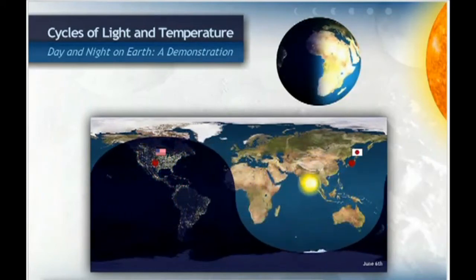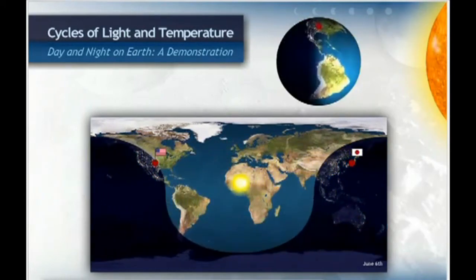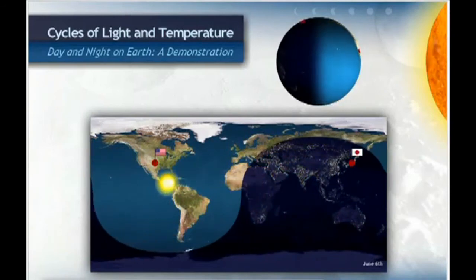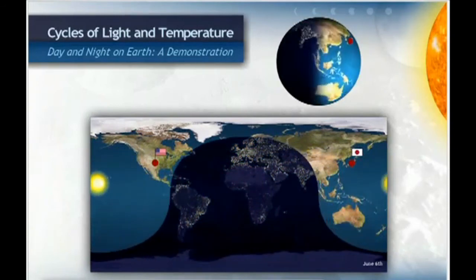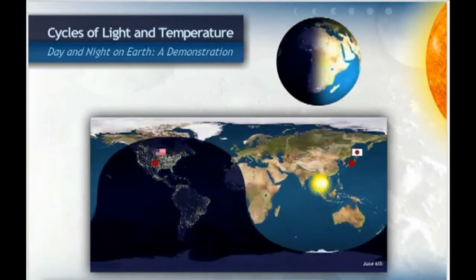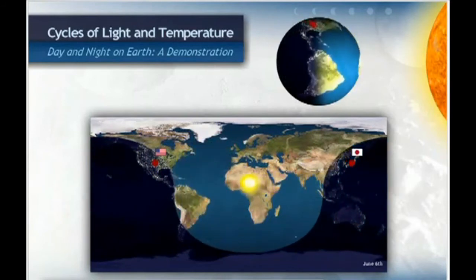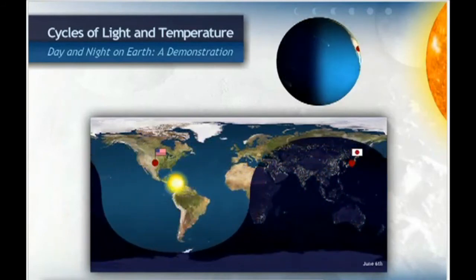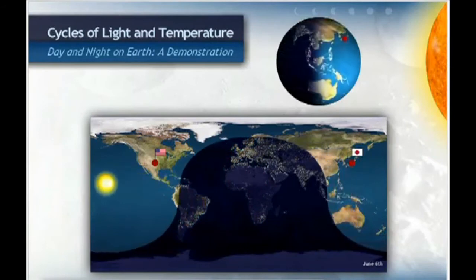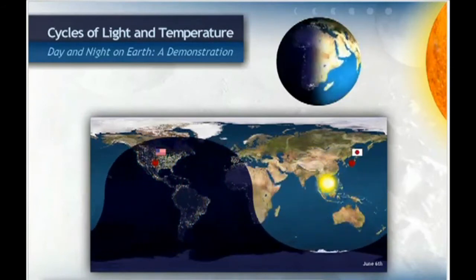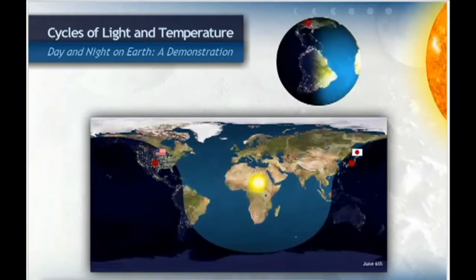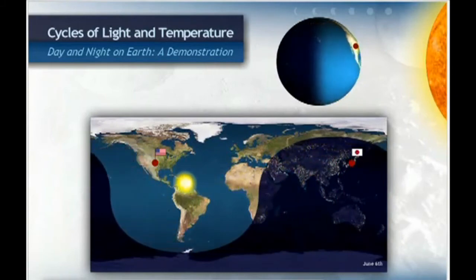In roughly 12 hours, the Earth is rotated far enough that Japan is having day. As the Earth continues to spin, the part of the globe where Japan is located will once again turn away from the sun, and they will experience night. This constant spinning of the Earth is what creates our days and nights.